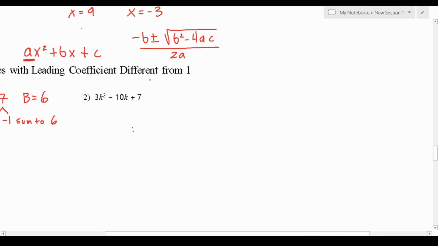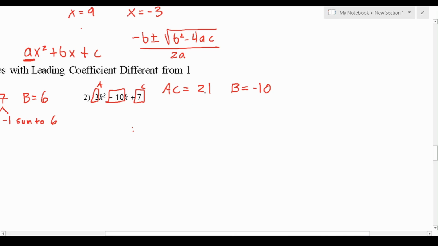Again, the first step in the Australian method says find a times c. Again, a times c, we know 3 is going to be our a, and similarly, we know 7 is going to be our c. 3 times 7 is simply 21. Identify your b. b, as we can see, is right here. It's negative 10.